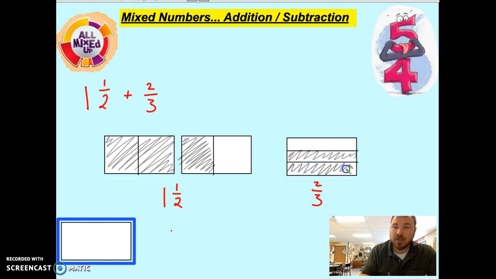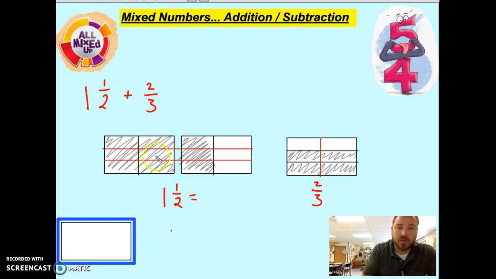After I shade in these two, I need to flip-flop my partitions. So whatever I did to one, I need to do to the other. If I broke this into thirds, I need to break this into thirds over here. And when I do this, it creates the common denominator or common unit of sixths. I'll break this one in half, again doing the opposite. And now I have my common denominator of sixths.